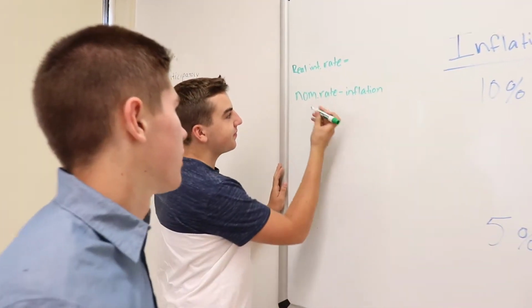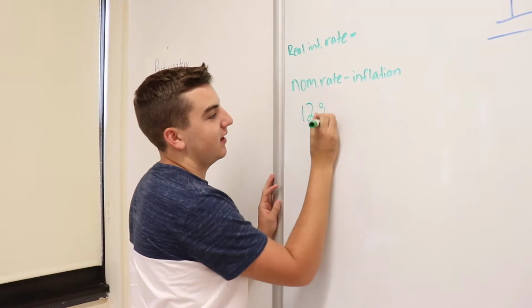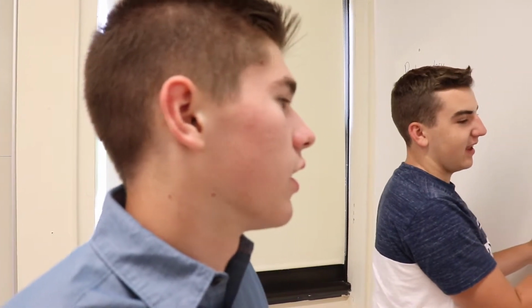So right, 12% minus 6%. Wow, it kind of looks like Rob's doing everything here. Do you have any comments on that? And then what's this one?